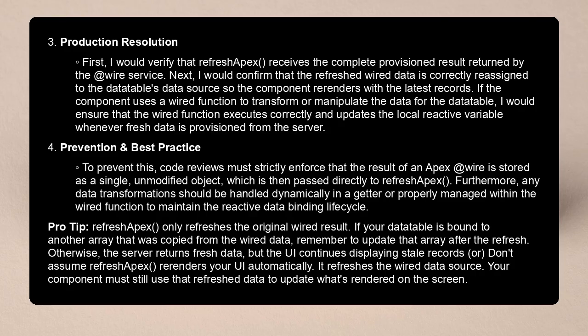4. Prevention and best practice. To prevent this, code reviews must strictly enforce that the result of an Apex @wire is stored as a single, unmodified object, which is then passed directly to refreshApex. Furthermore, any data transformations should be handled dynamically in a getter or properly managed within the wired function to maintain the reactive data binding lifecycle.